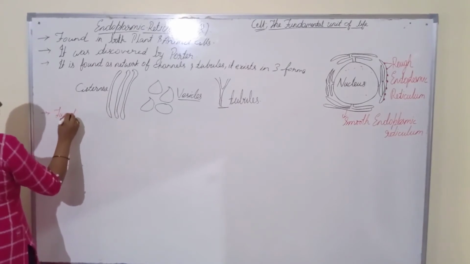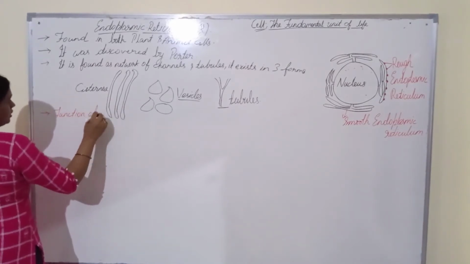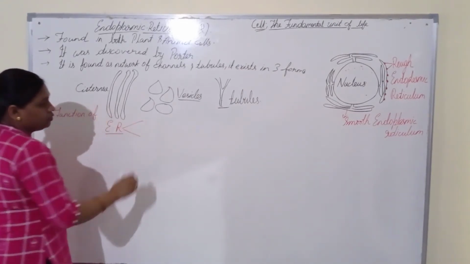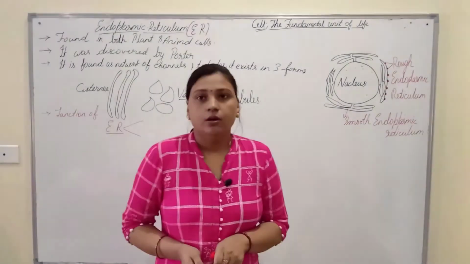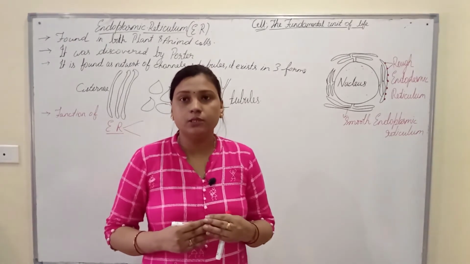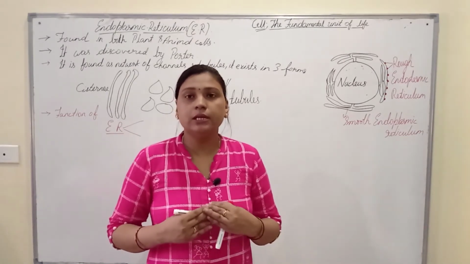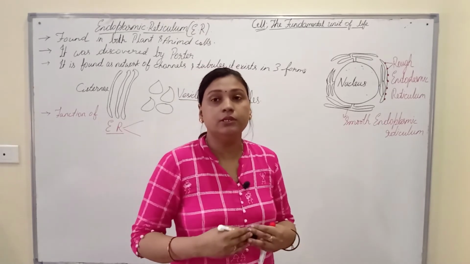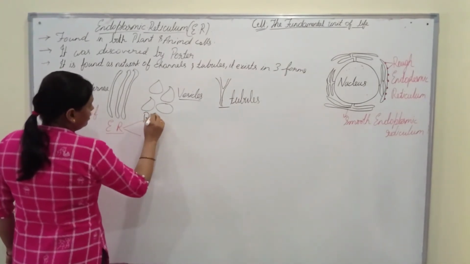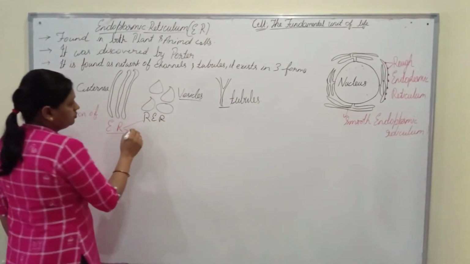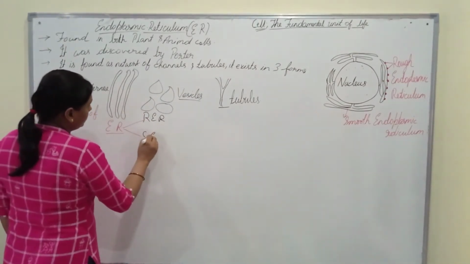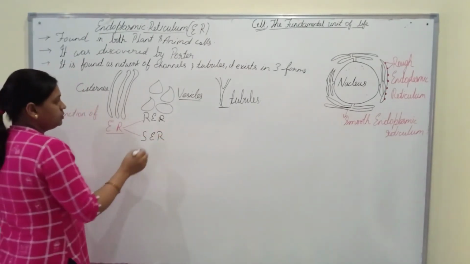Endoplasmic reticulum is of two types. When ribosomes are present on the surface of the endoplasmic reticulum, it is called rough endoplasmic reticulum, while when ribosomes are absent on the surface, it is called smooth endoplasmic reticulum. In RER, that is rough endoplasmic reticulum, ribosomes are present. In smooth endoplasmic reticulum, ribosomes are absent.